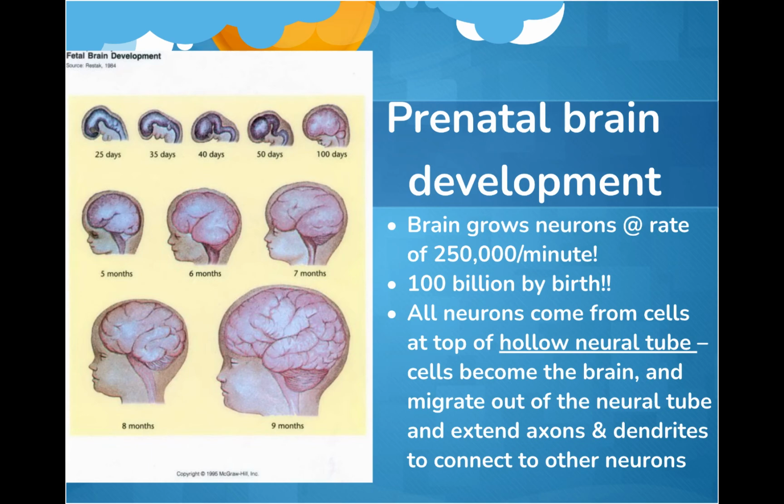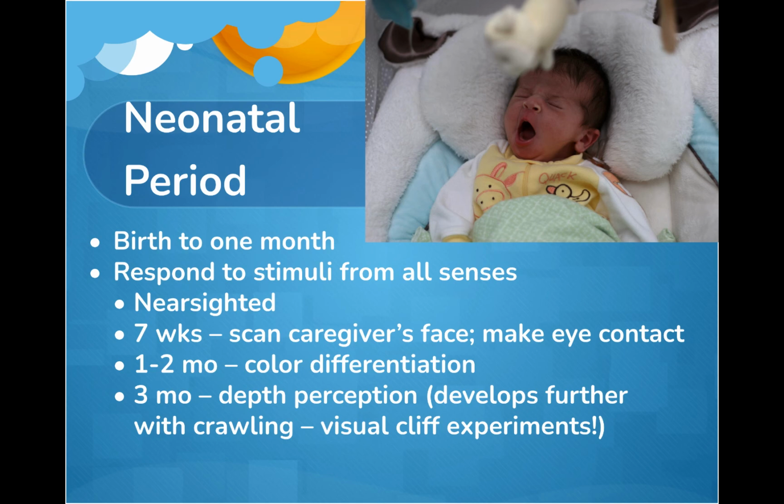During the neonatal period, from birth, when a child is born, until about 1 month, babies are born nearsighted, so they can't see far away, they can only see close up. But by about 7 weeks, they're able to make eye contact and scan their caregiver's face. By about 1 to 2 months, they're able to differentiate between colors. And by about 3 months, they're starting to develop the ability to perceive depth, although we learned that develops further as the child starts navigating their environment and crawling, if you remember from the visual cliff experiments.